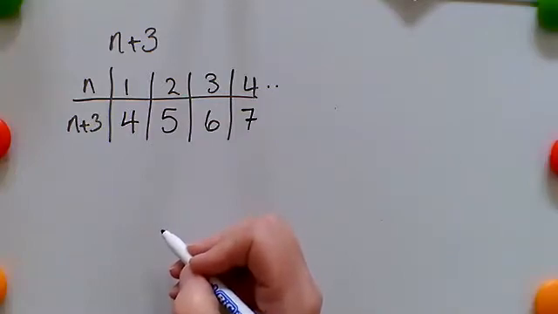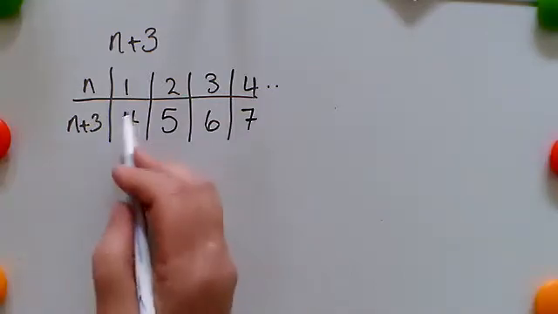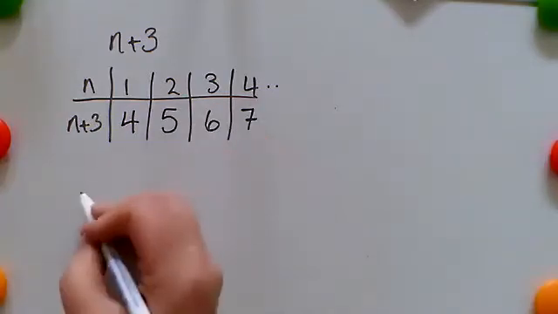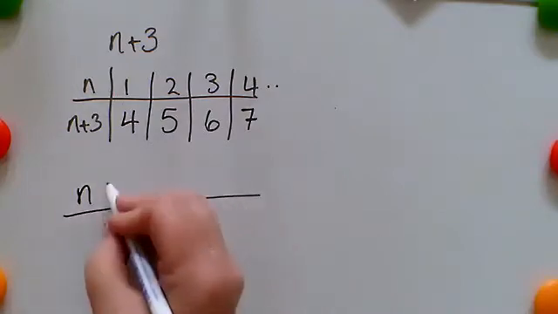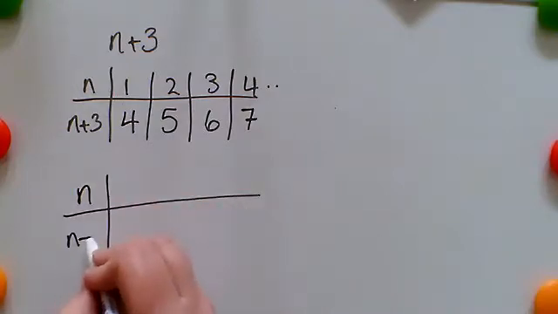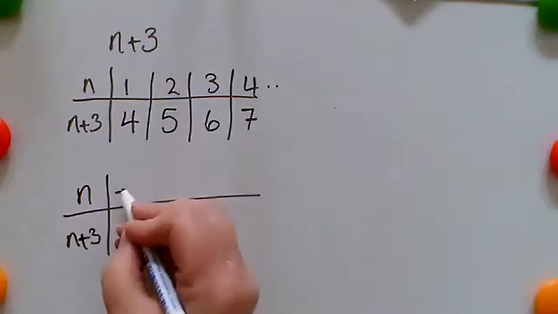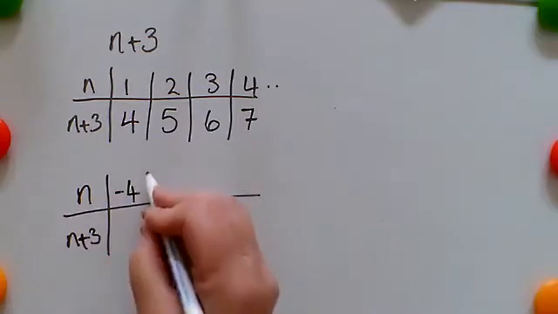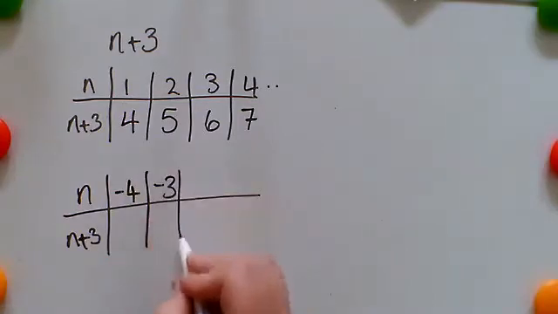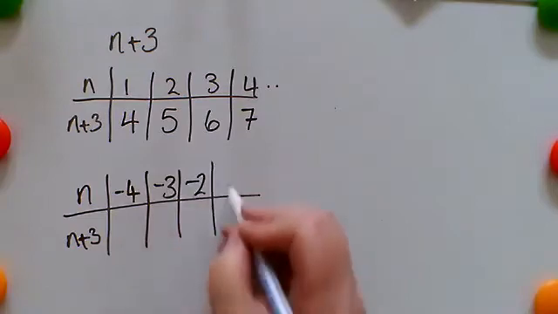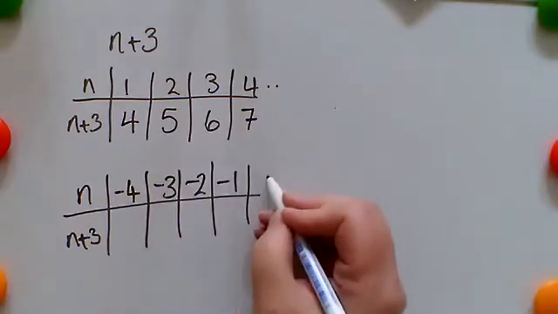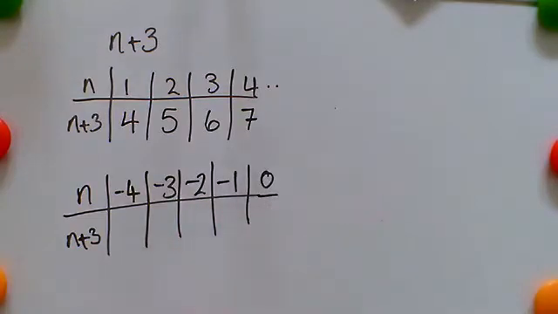Now, I wonder what would happen if, instead of positive values for n, let's see what happens if we actually give negative values for n. So let's start from maybe -4, -3, -2, -1, and let's not forget when n is 0.